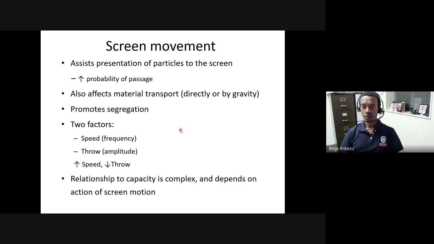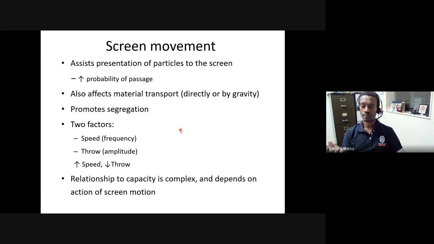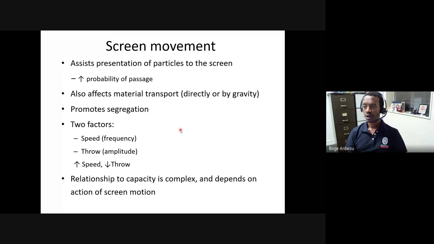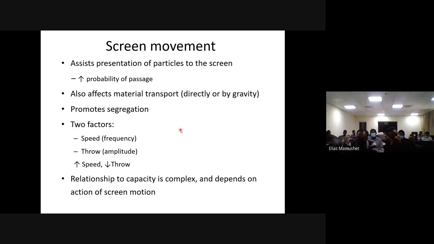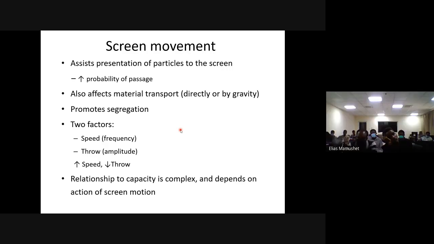Again, I mentioned screen movement. What's the main purpose of screen movement? It's all to do with presenting particles in many positions, giving them a chance to pass through the screen. So it's basically lifting them up and down on the screen. You can do quick frequency up and down motions, or you can make the strokes longer, so you actually lift particles higher in the air and they fall back. So you can do either faster or longer strokes. Either way, you are helping particles to pass through the screen, and therefore that can increase efficiency significantly.